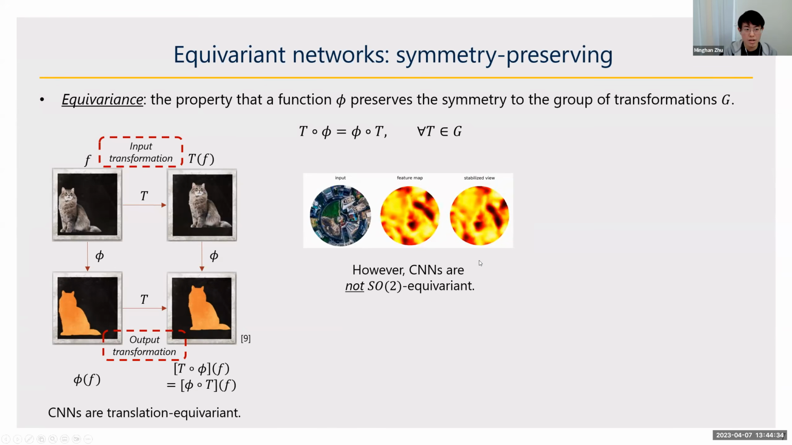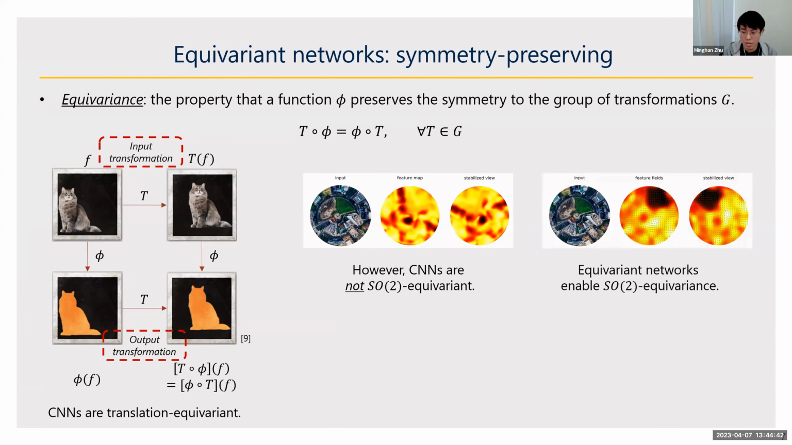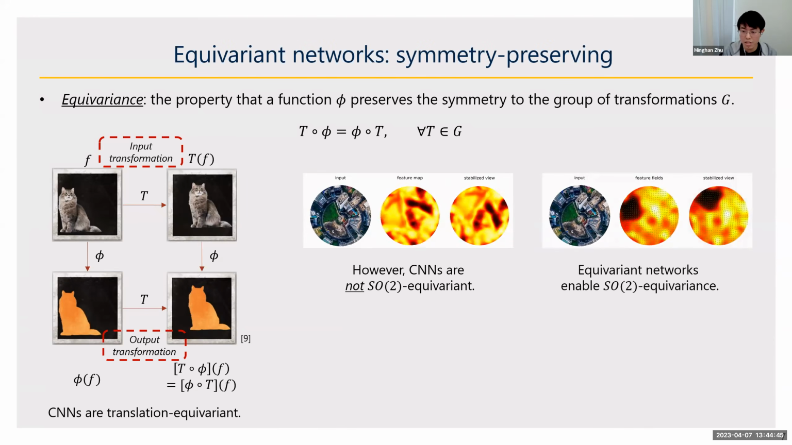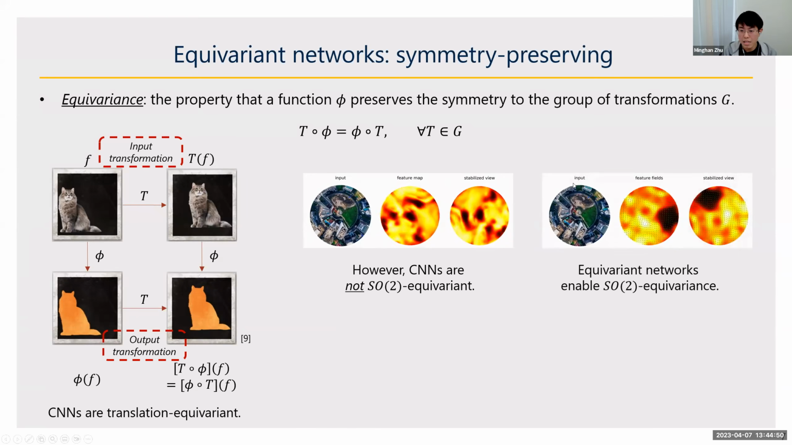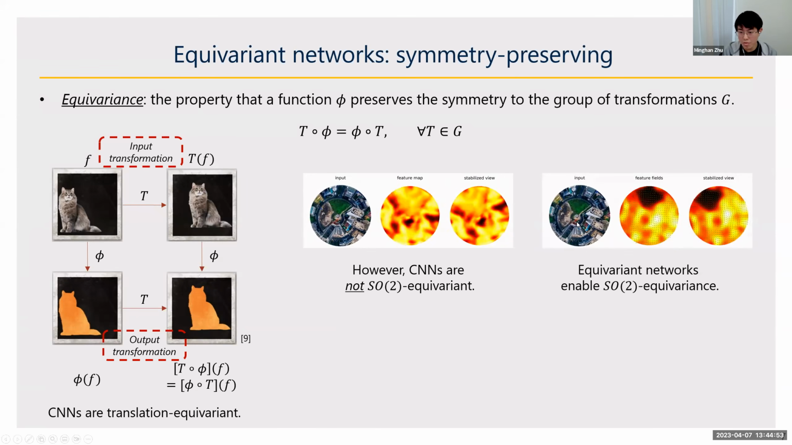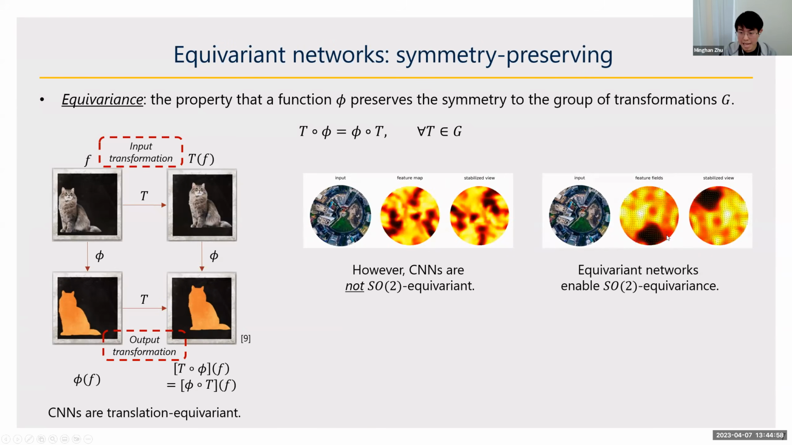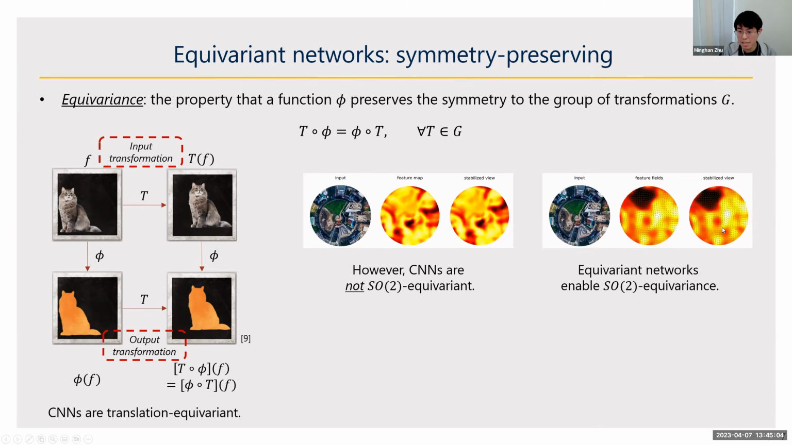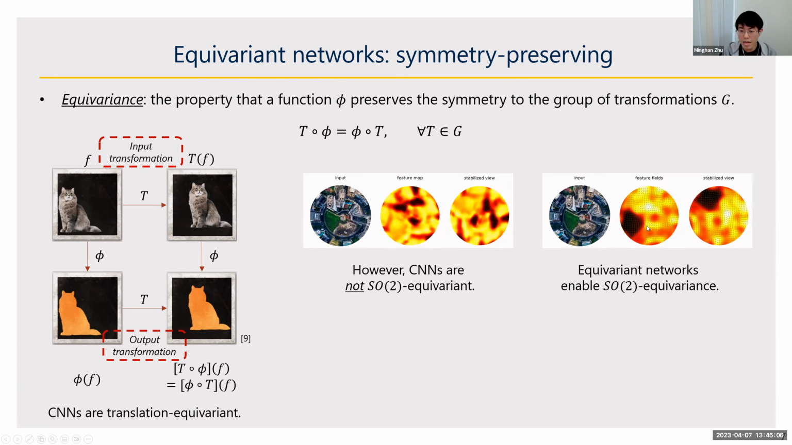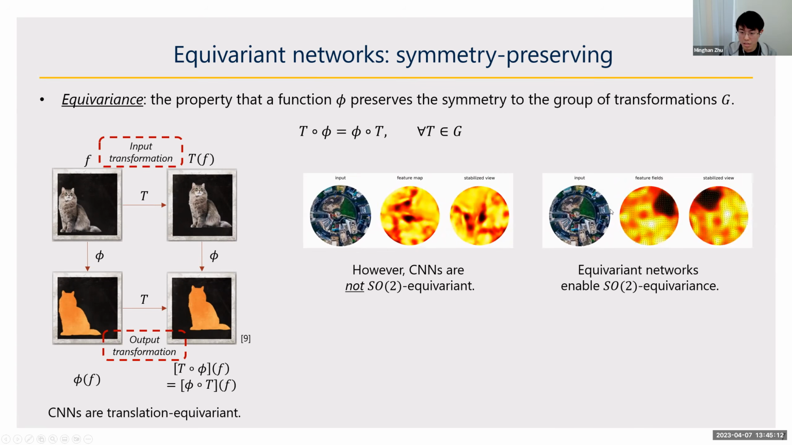And here is where the equivariant models come into the picture. Actually, we can develop an equivariant network that enables SO(2), the planar rotational equivariance. And with an equivariant model, you can see that when the input image goes through a rotational change, the output feature map also goes through the exact same rotational change, and the content of the feature map is unchanged, is stable. And here, it enables the network to learn reliable and robust representations from the rotated images.